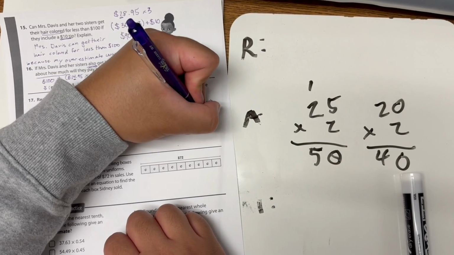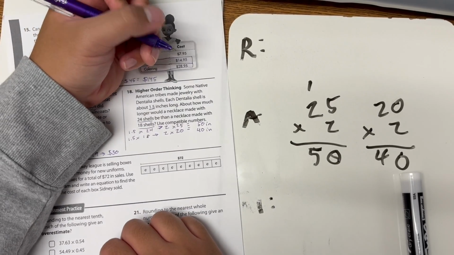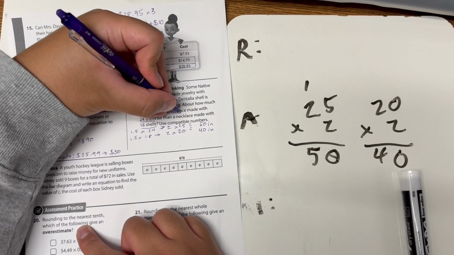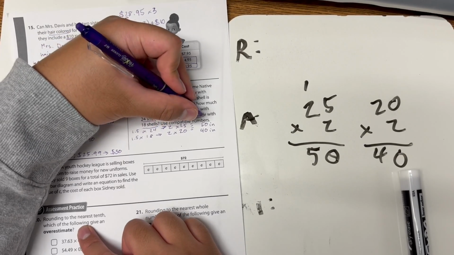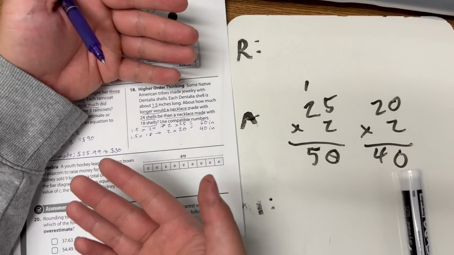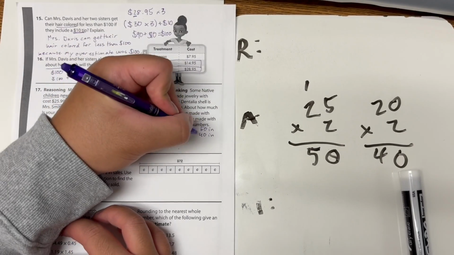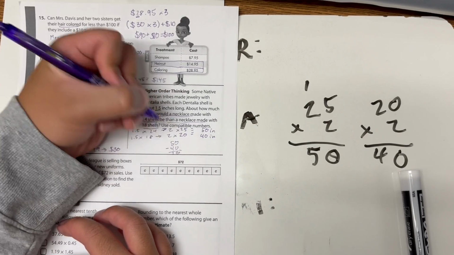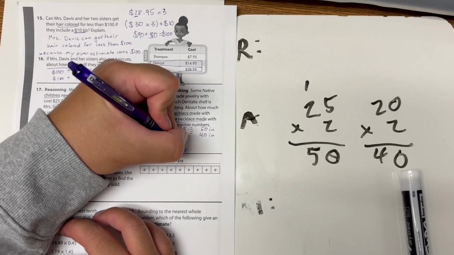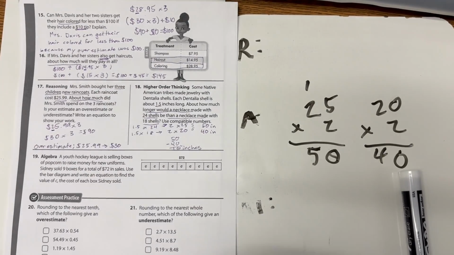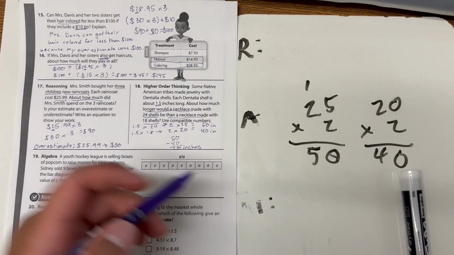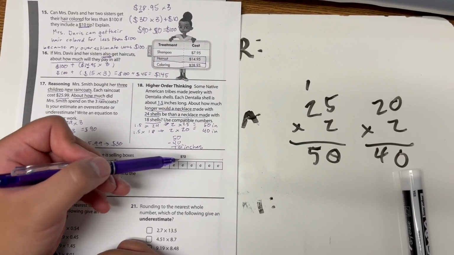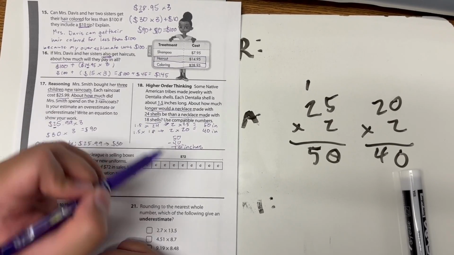I need to remember that these represent an amount of inches. That last part of the problem is how much longer would a necklace be made with 24 shells than a necklace made with 18 shells? They want us to subtract. So, 50 minus 40 is 10 inches. So I know that a necklace made with 24 shells is about 10 inches longer than a necklace made with 18 shells.